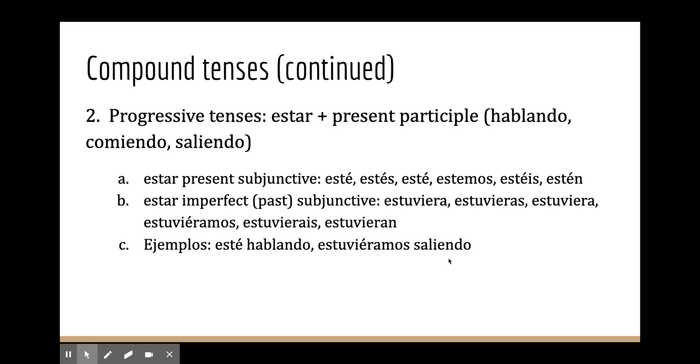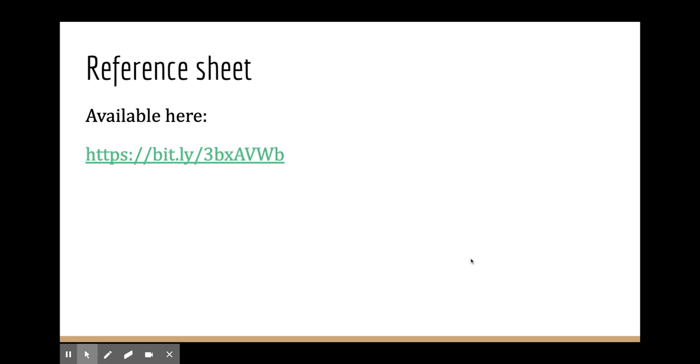So progressive tenses, estar with a present participle, like I am talking, they are eating, we are going out. You use the estar in the present subjunctive, which is esté, estés, esté, estemos, estéis, estén, and then you add the participle, hablando, comiendo, saliendo. And then the past subjunctive, estuviera, estuvieras, estuviera, estuviéramos, estuvierais, estuvieran, and then add your participle, saliendo, comiendo, and that is how you make the present and past progressive subjunctive. Oh, that's a mouthful.